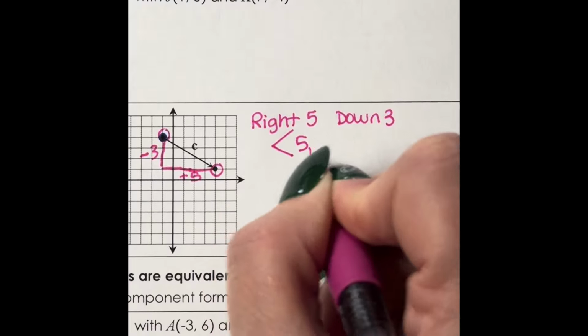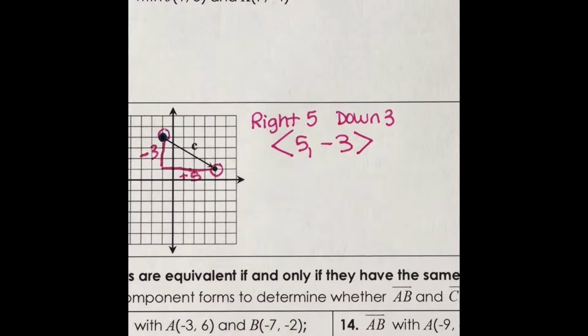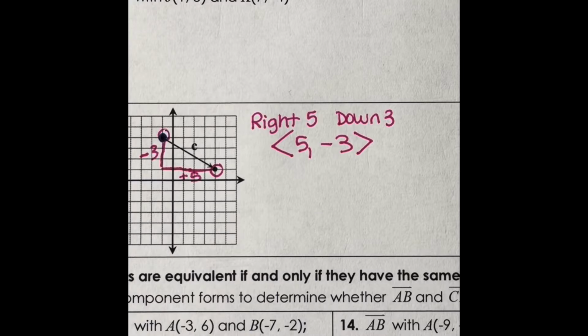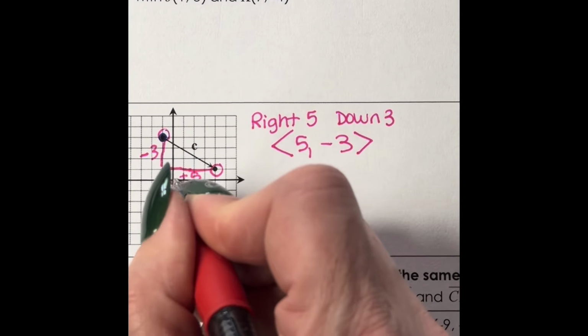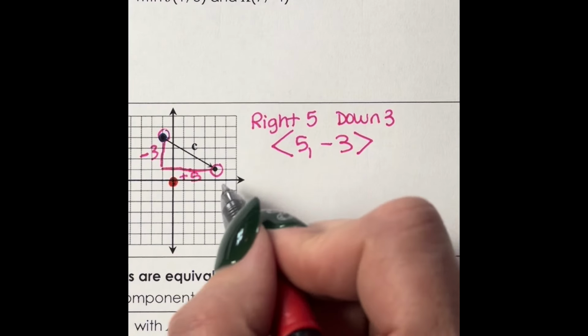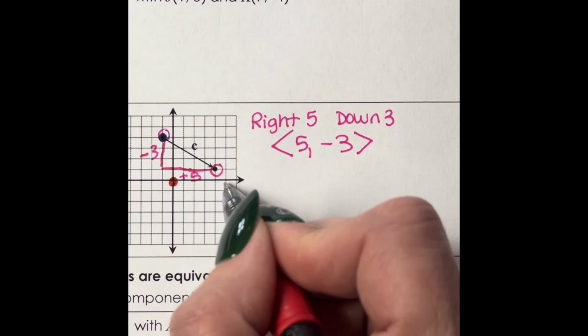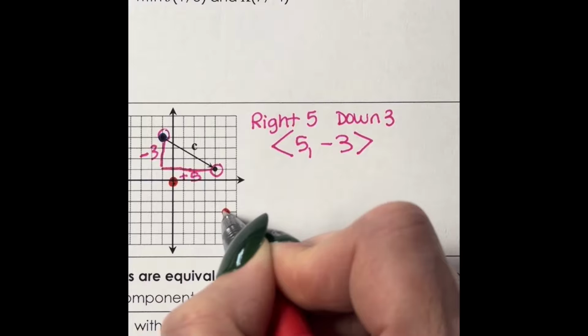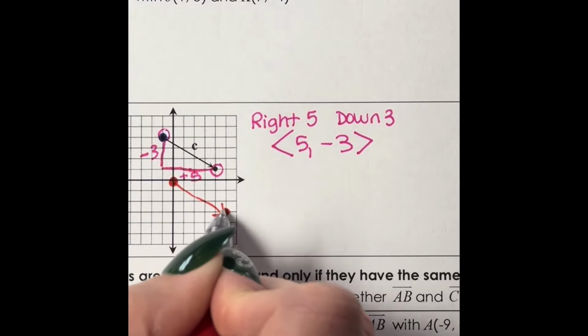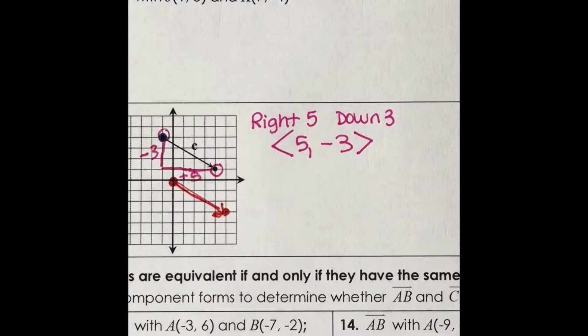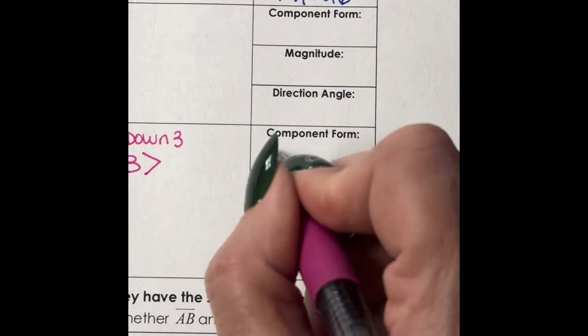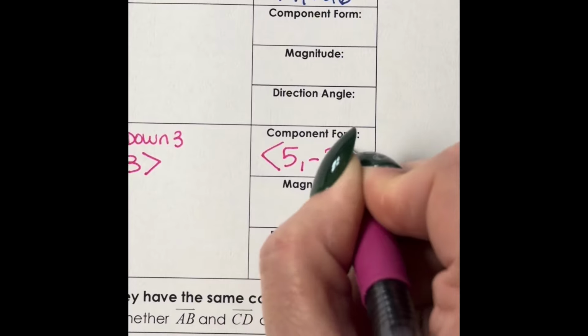+5 and -3. Now you could have also figured out what the two ordered pairs are and done the formula from above. That would also be fine. But let's look at what that looks like. So if our initial point is at 0, 0, and our terminal point is at 5, -3, we're going to have a vector that looks like this. Okay, so that is now the component form for vector C. All right, so our component form is 5, -3.